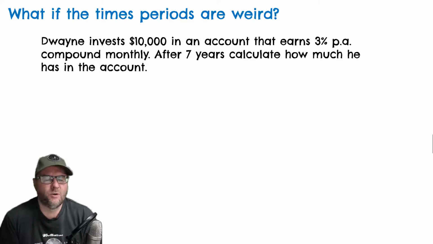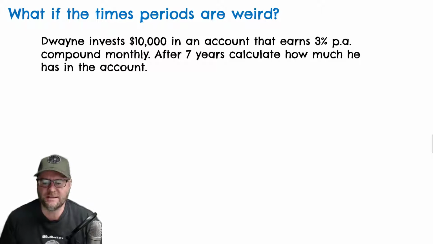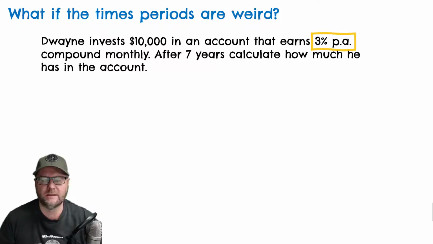All right, once again, we're talking about compound interest, but what happens if the time periods are just weird? What if they don't line up? Like, what if it's not compounding every year? What if it's like Dwayne's investment here that compounds monthly? So here's what I mean by weird time periods.